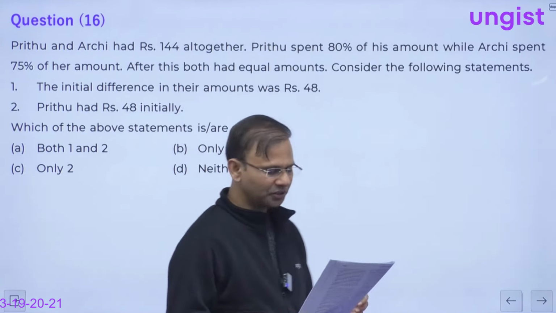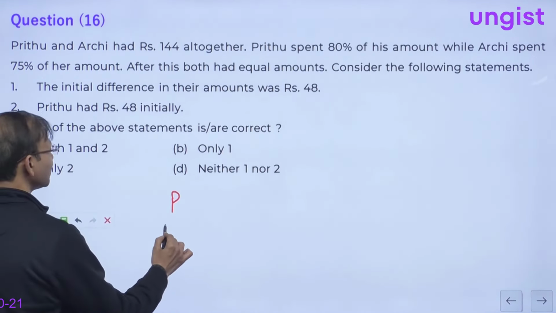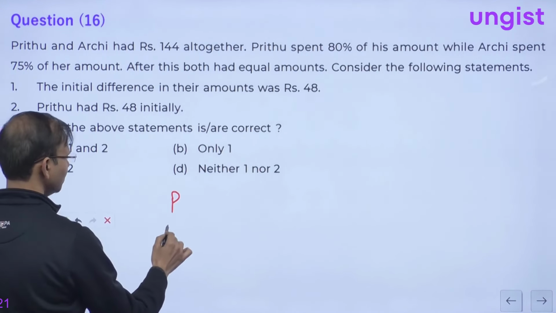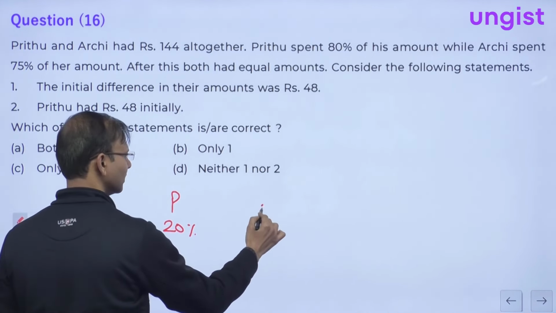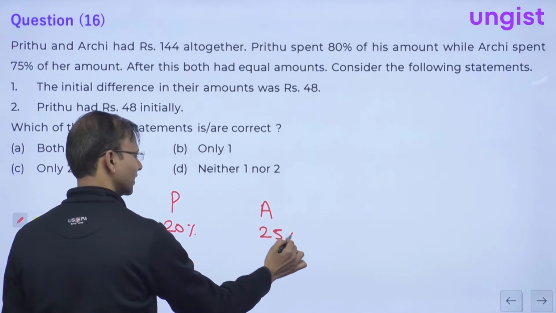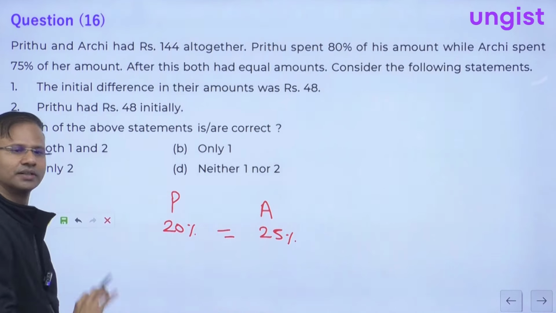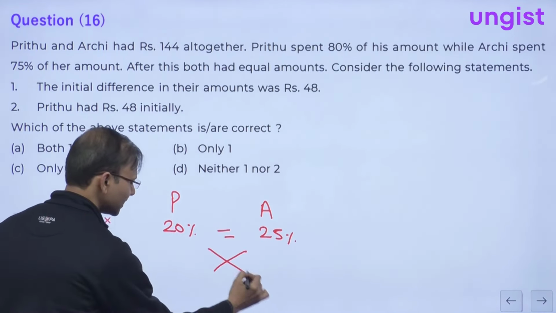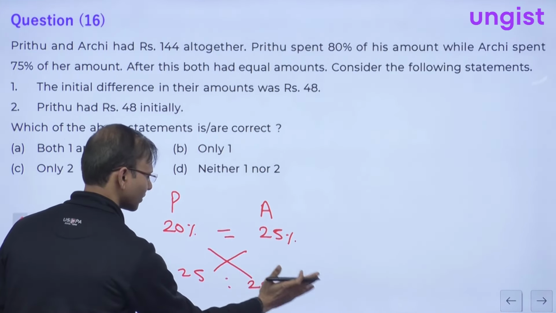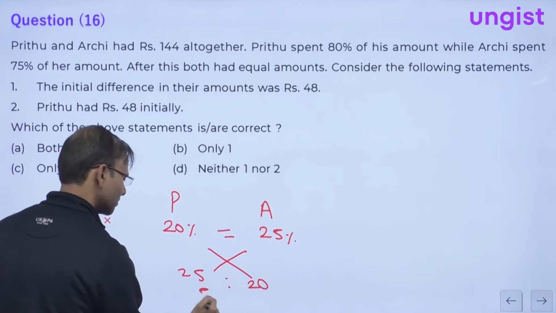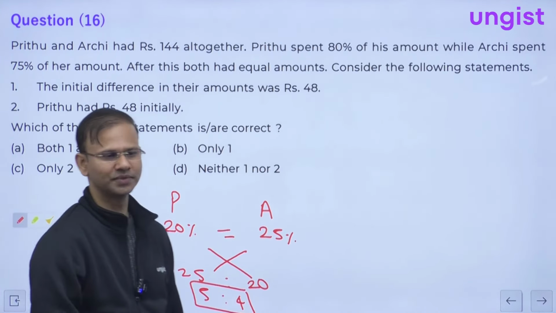So the saving of Preetu is 20% of his initial wealth, and the saving of Archie is 25% of her initial wealth. So 20% of Preetu is equal to 25% of Archie, right? Yes or no? Then their shares must be in the reverse order. Sorry, 25 is to 20, right? So this is 5 is to 4. So their initial shares must be in the ratio 5 is to 4.